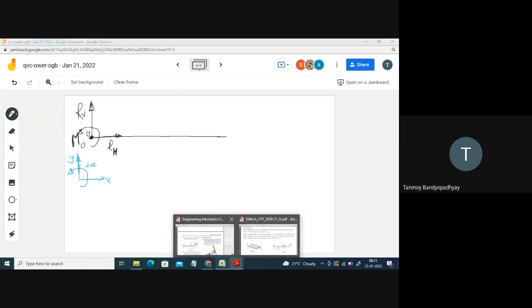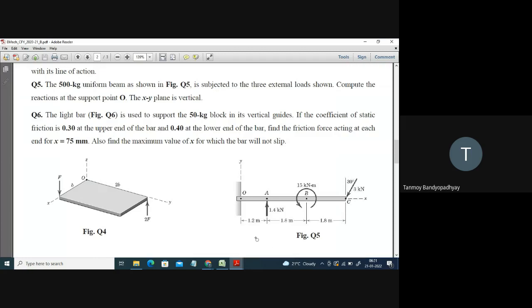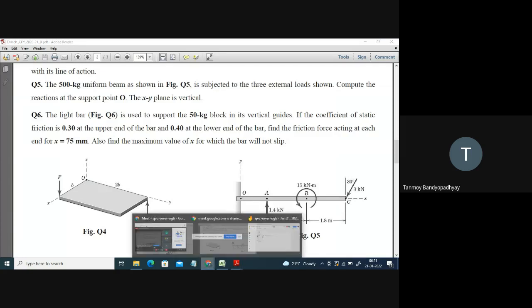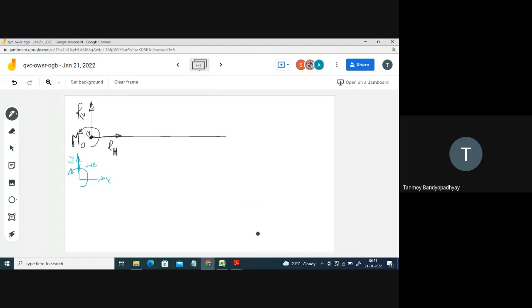Okay, the point O is done. The next point given is A. At the point A you have 1.4 kilonewton. So at point A you have a force of 1.4 kilonewton. So here let this point be A. Here you have a force of 1.4 kilonewton.